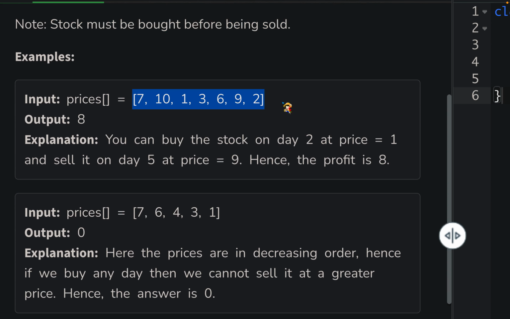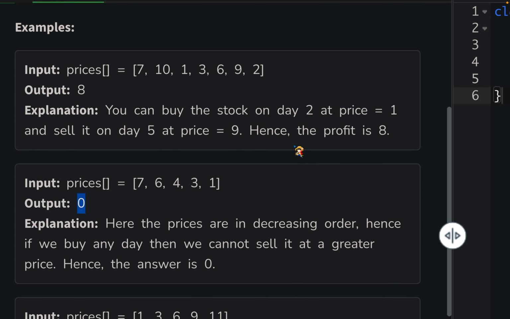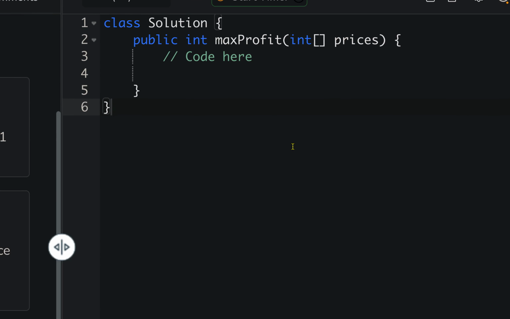Within the examples, we have prices of each day and the output is 8. How come 8? Because you buy at 1, which is day 2 index-wise, day 0 is 7, and when you sell it at 9, the profit you made is 8. Similarly, for this array there is no profit since it's a declining share, and you have 0. So the problem is pretty simple.